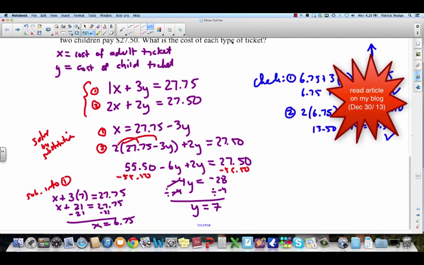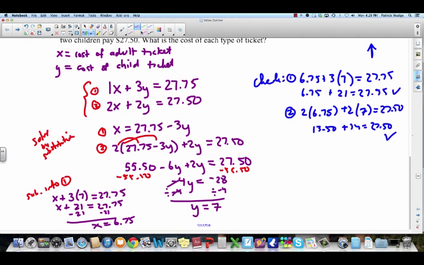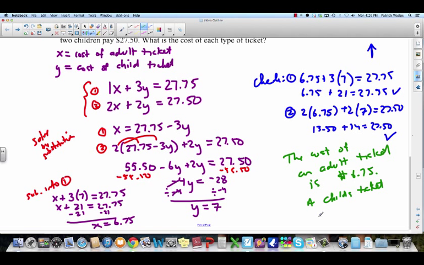Okay, so now what's the last thing we have to do? We have to write a little sentence that says what the answer to the question is. So, what are the costs? The cost of an adult ticket is x, and x is 6.75. So, the cost of an adult ticket is $6.75. A child's ticket costs $7. Kind of weird, isn't it? Adult ticket's less than a child ticket. Not very common, but I guess it could happen sometimes.